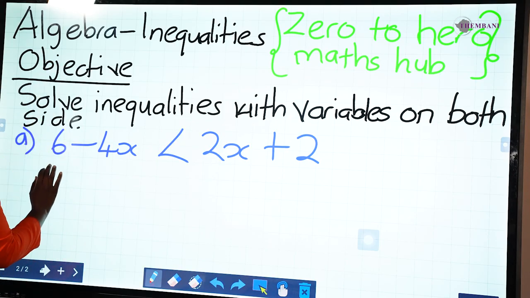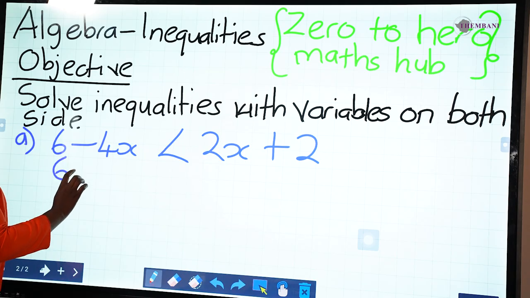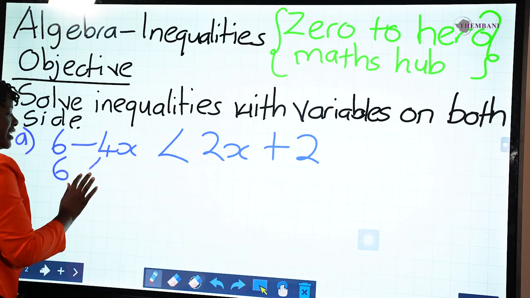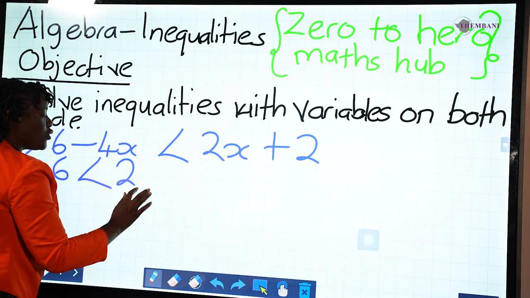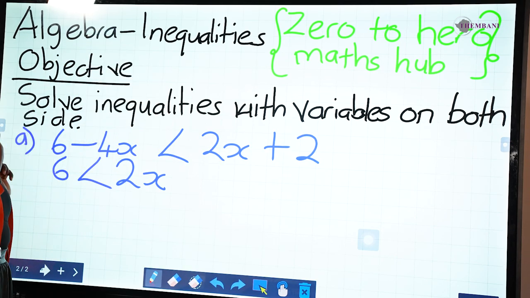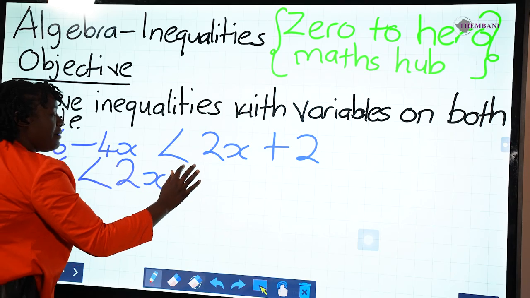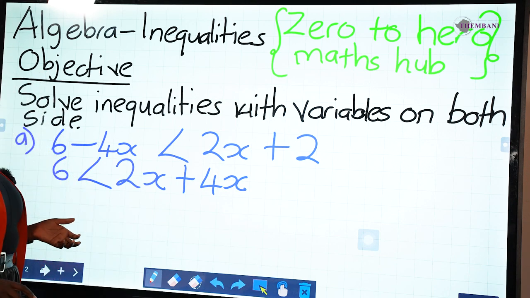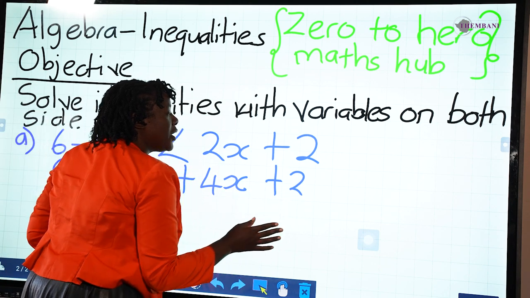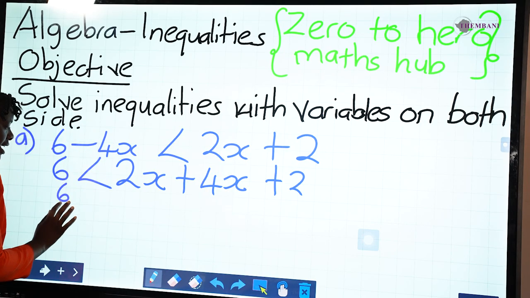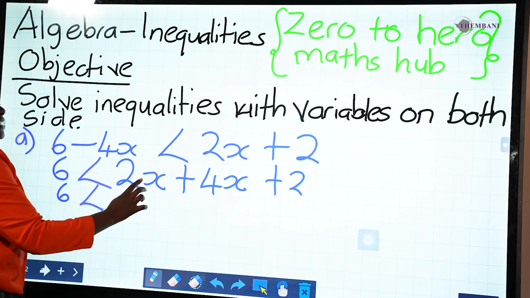So I have my 6 here, and I want to move this negative 4x. My inequality sign doesn't change. So I have my inequality sign, then I have 2x. If I move negative 4x across, it changes its sign and it becomes plus 4x. But initially when I started, I also had this plus 2, because I haven't moved the plus 2 yet. So now I have 6 is less than 2x plus 4x.